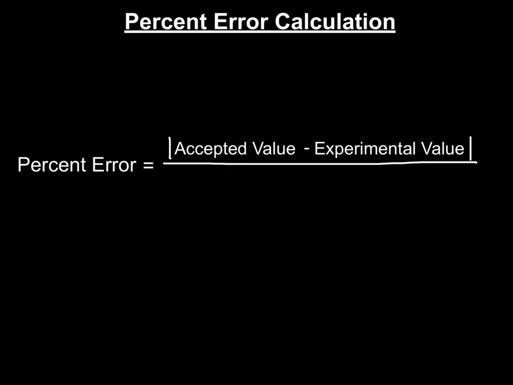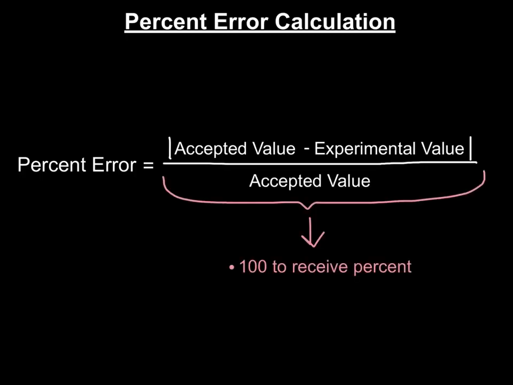We measure accuracy using the percent error calculation. The equation we use is as such. Percent error equals the absolute value of the accepted value minus the experimental value, divided by the accepted value, and multiplied by 100. The accepted value is the right value you should have received from your measurements. The experimental value is what you actually received as your measurements.